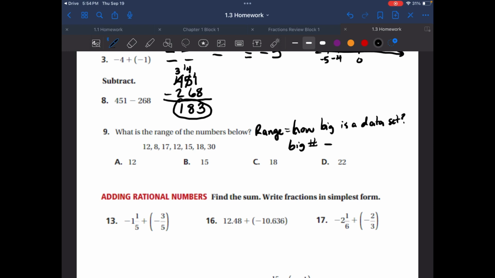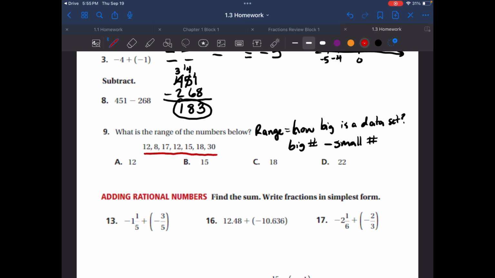All right, what does that mean? How big is the data set? All we have to do is big number minus small number, and that's going to give us our range. So when I look at my set of data on the left, I've got 4 multiple choice answers. It's going to be really easy once we start looking at all this, because all I have to do is look for the biggest number and the smallest number and subtract them.